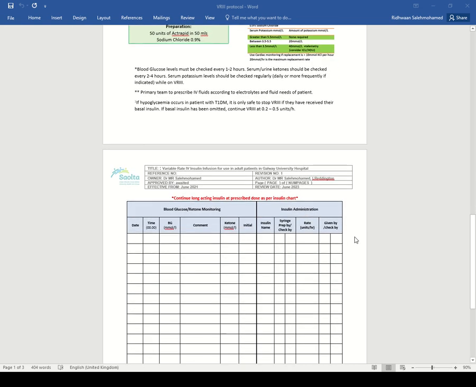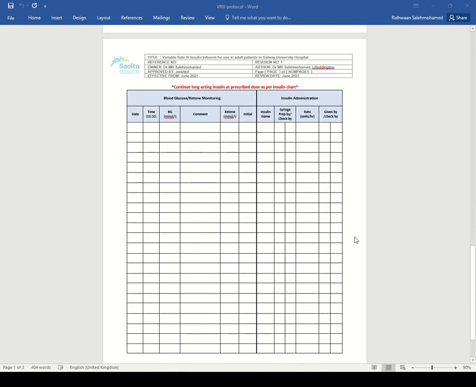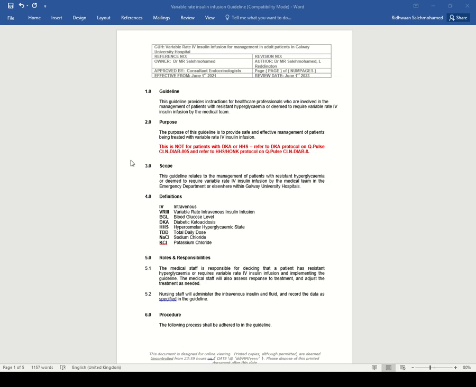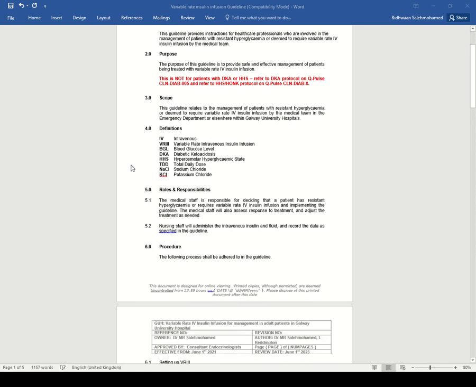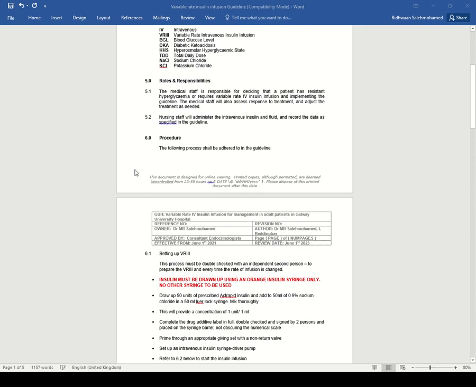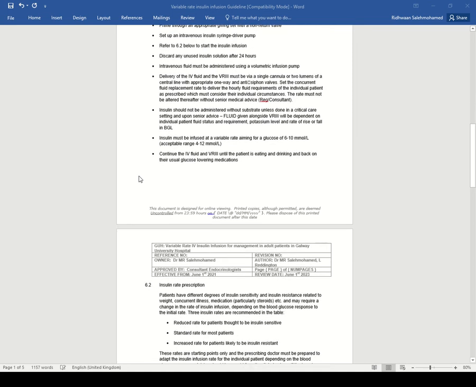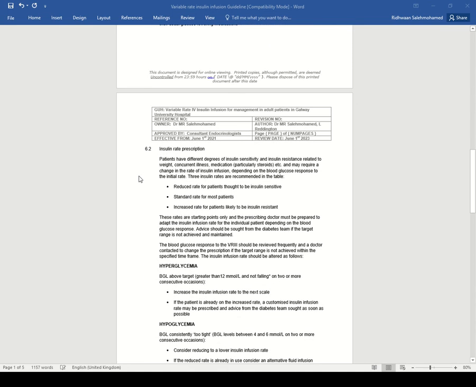The following page is a record keeping of the blood sugar, ketone levels, and insulin administration while on this protocol. I'll proceed on to the guideline. As expected, the guideline is a more in-depth document covering the purpose, the definitions, the roles and responsibilities. It covers how to set up a VRIII, what sort of insulin rate prescription.